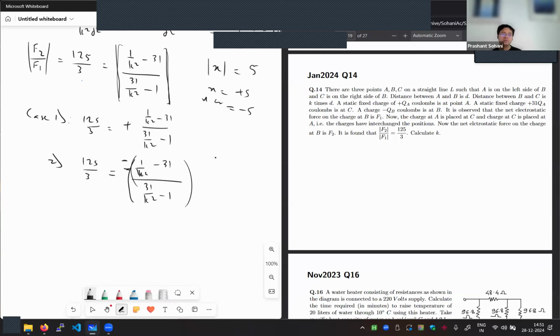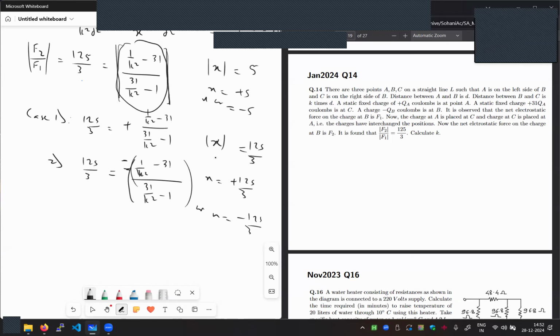Yes, Harish. Sir, in case 2 it will not be negative, no, because modulus is given. No, but that is what I'm saying, that if you have some variable, I don't know what it is, so I'm calling it x temporarily. So if I say that modulus of x is 125 upon 3, then x can be positive or negative, right? x can be plus 125 upon 3 or x can be minus 125 upon 3, right? So ideally, we have to solve both cases and see what is the answer.